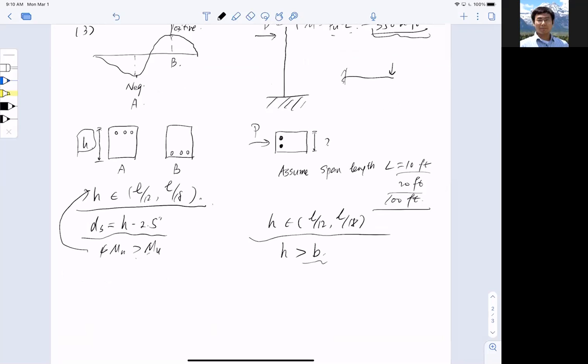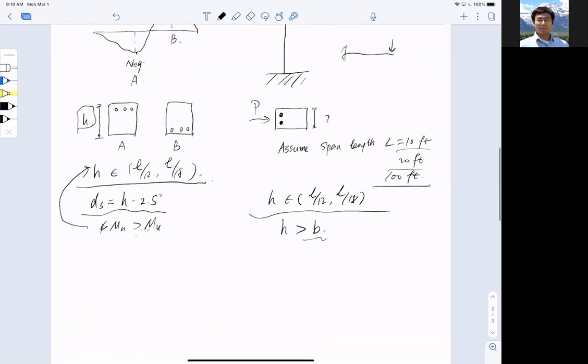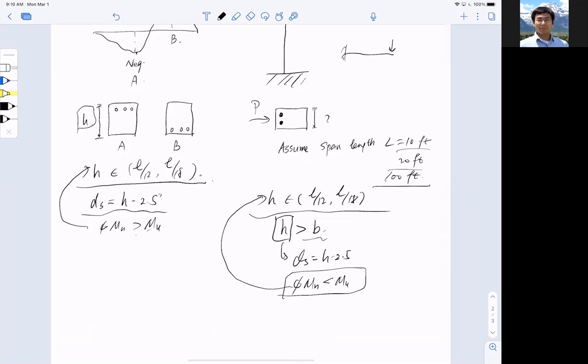So these are the parameters you can use, you can select. All right. Now you may run into the problem that the initial guess of h gives you a depth of ds minus 2.5. That is not sufficient. You might end up with phi Mn smaller than Mu. What to do in that scenario, right? You go back and change your h. And I guarantee you that you should get a design section that satisfies the requirement within 3 iterations. Okay, now so this is the solution for the last problem.